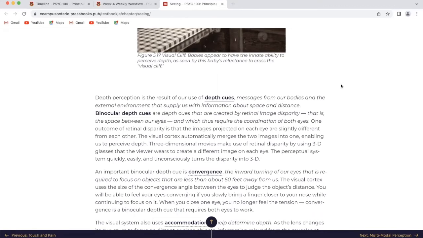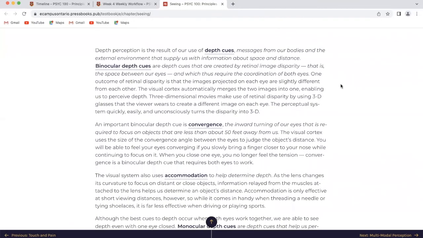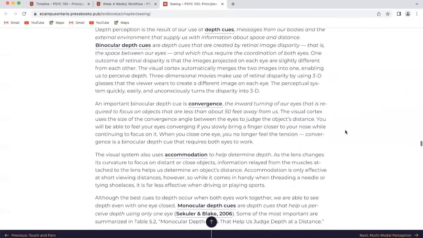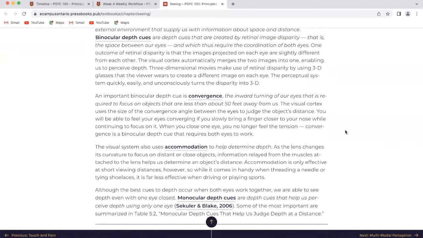An important binocular depth cue is convergence, the inward turning of our eyes that is required to focus on objects that are less than about 50 feet away from us. The visual cortex uses the size of the convergence angle between the eyes to judge the object's distance. You'll be able to feel your eyes converging if you slowly bring a finger close to your nose while continuing to focus on it. When you close one eye, you no longer feel the tension. Convergence is a binocular depth cue that requires both eyes to work.